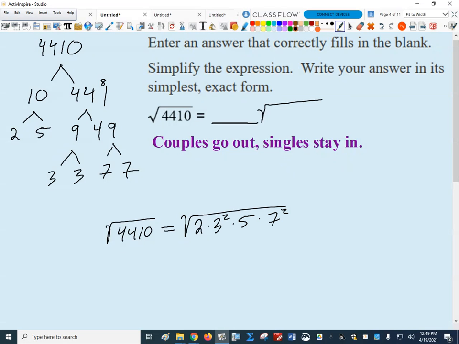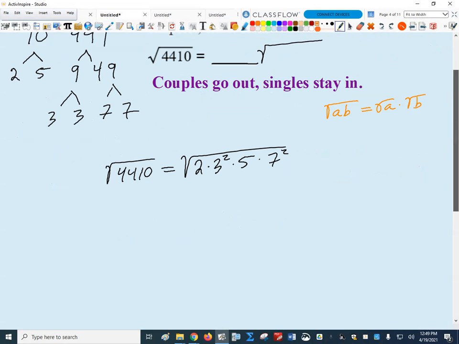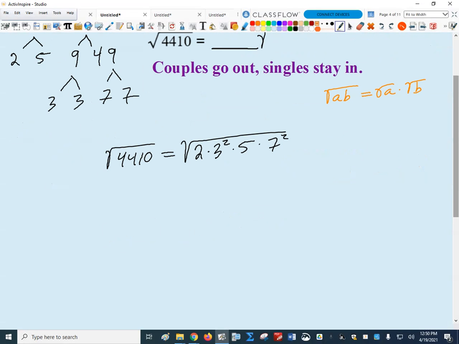Okay, why is that helpful? There's a little property we're going to use here of radicals. We can always take the square root of a product and split it into separate square roots. So anytime I have a square root of a times b, where a and b are just numbers, I can rewrite that as the square root of a times the square root of b. And if there are more factors in there, I can split it into more products. So I can break this into a bunch of individual square roots. You can skip all this stuff in the future. I just want to show you why this works.